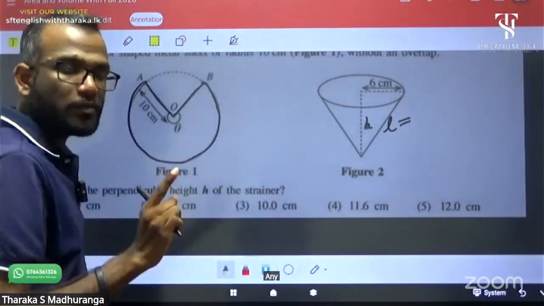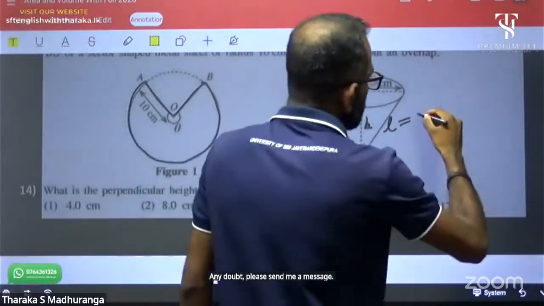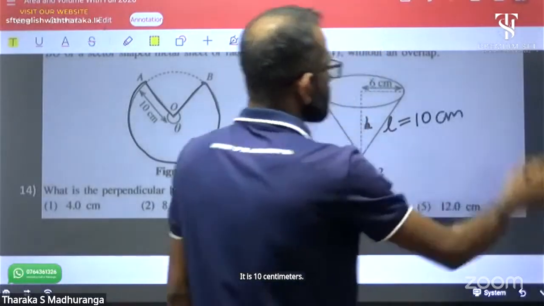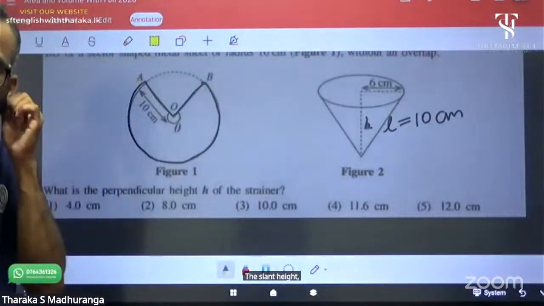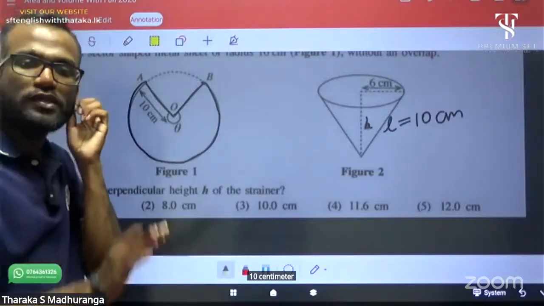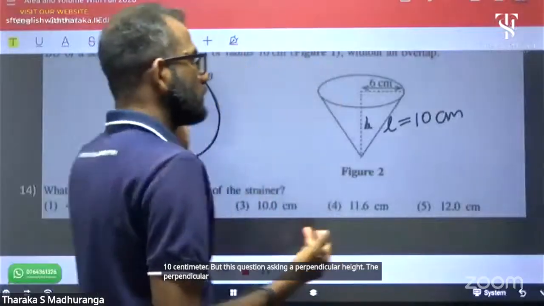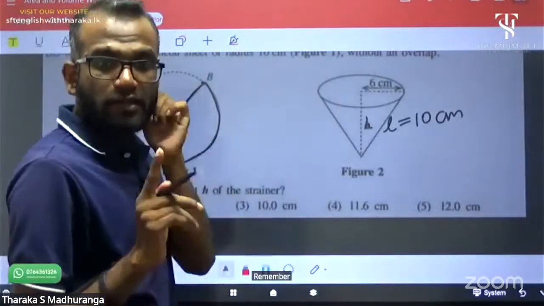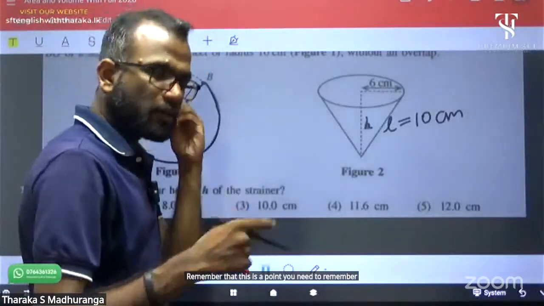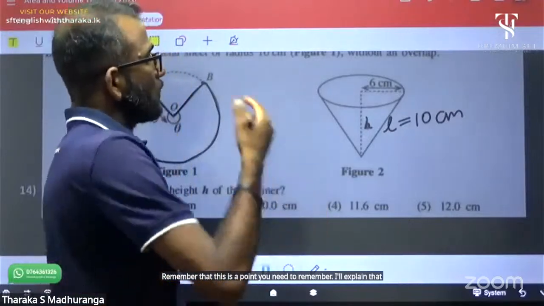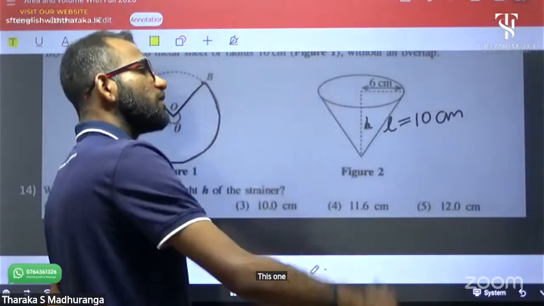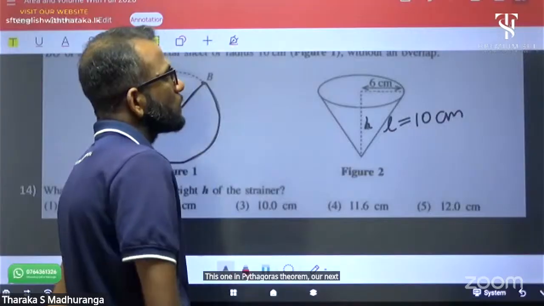Any doubt, please send me a message. The slant height is 10 centimeter. But this question is asking for the perpendicular height H. Remember that this is a point you need to remember. I'll explain this with the Pythagoras theorem in our next lesson as well.